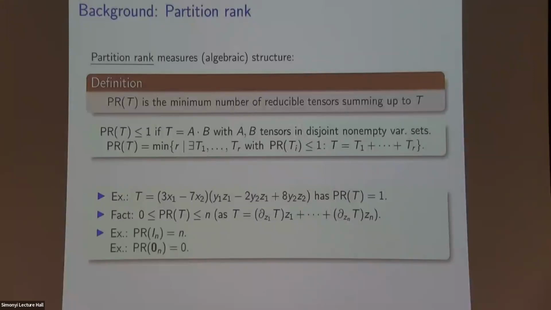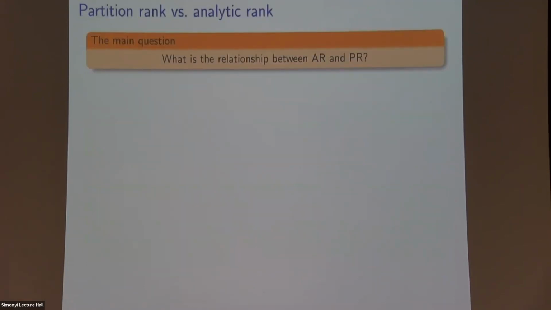If you want to see the upper bound, you can always do what we did at the beginning in the first slide. Look at everything that multiplies z1, everything that multiplies z2, and so on. The zi's are one of the variable sets, so you have n variables in the z's, and each summand here is a product, a reducible tensor.